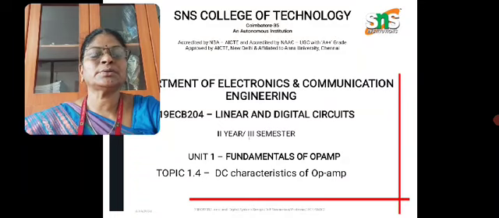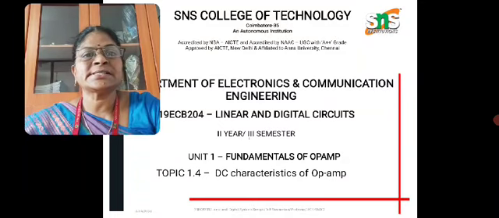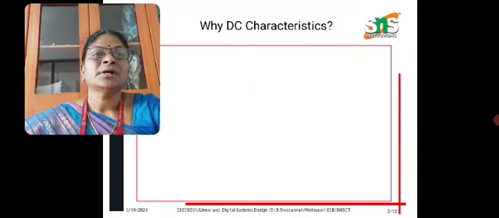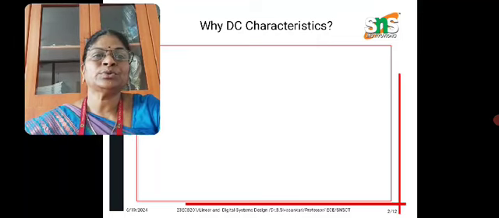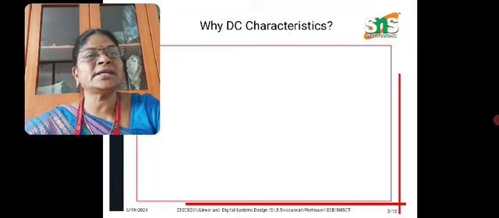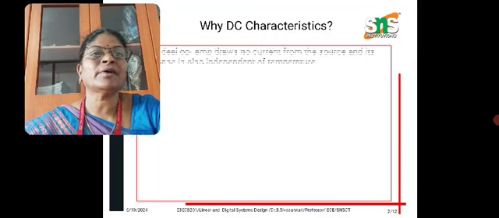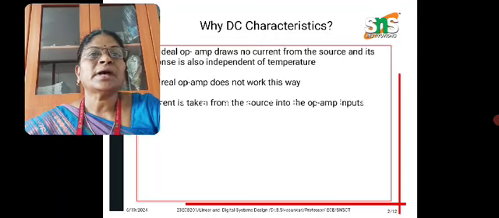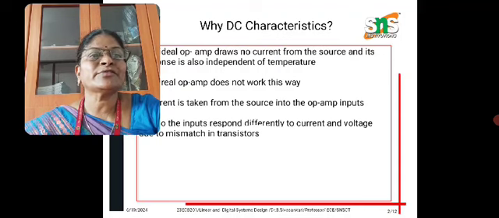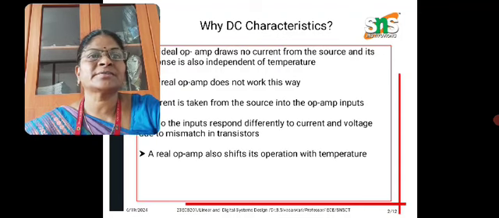Welcome you all for today's session, DC characteristics of op-amp. So here we are going to discuss two characteristics. One is DC and another one is AC of an ideal op-amp. So for the ideal op-amp, first of all, why are we going for DC characteristics?